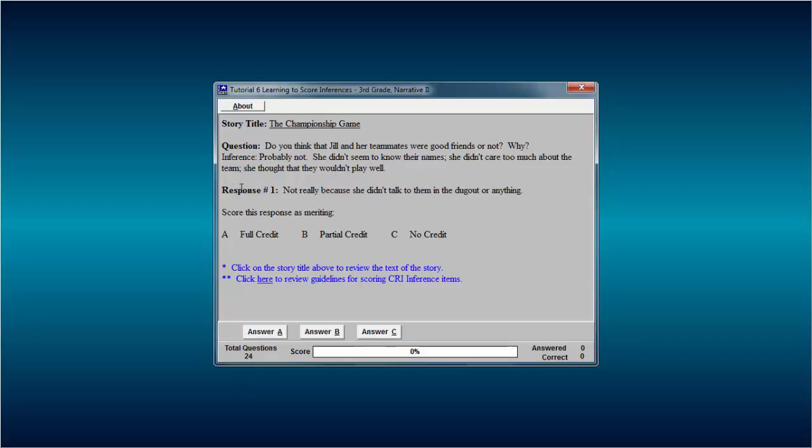Now, here is what a student said. Not really, because she didn't talk to them in the dugout or anything. Now, that may be true, but I will tell you this. It's not in the story. So I'm going to click C for no credit.